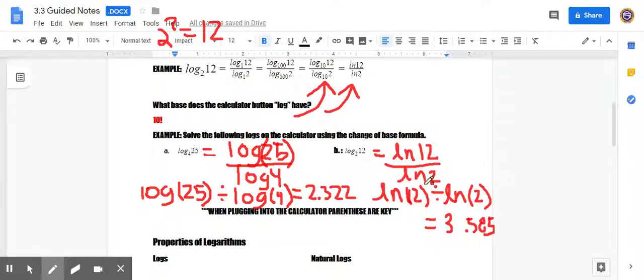Keep in mind, this parenthesis is key here and here. If you do not plug in these parentheses, in this case it would say log 25 divided by log of 4, so it's going to take the log of this whole thing. You need to close that off to say, okay, I'm done with what I want the calculator to take the log of, and then divide.